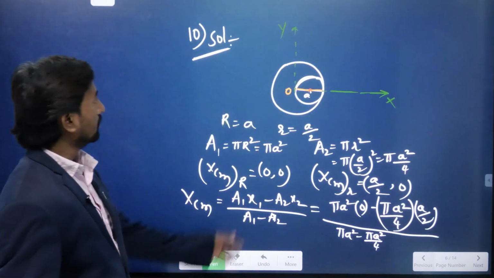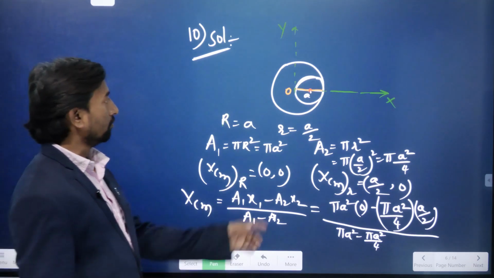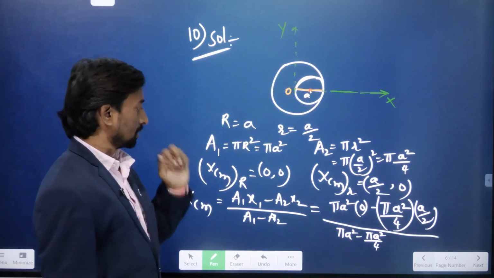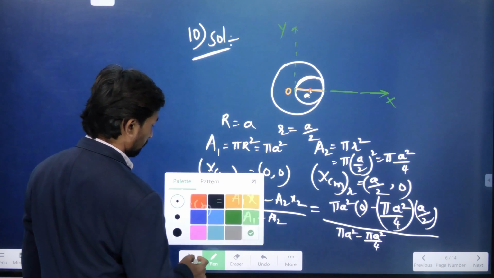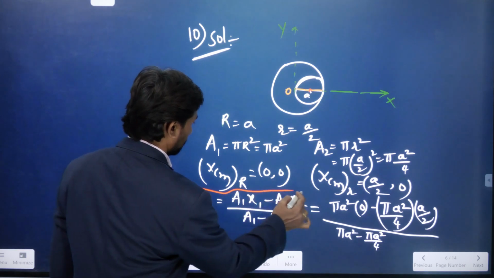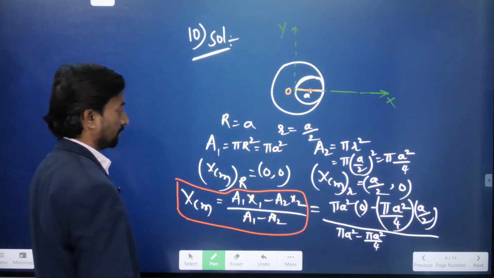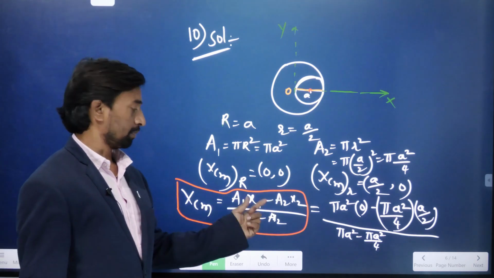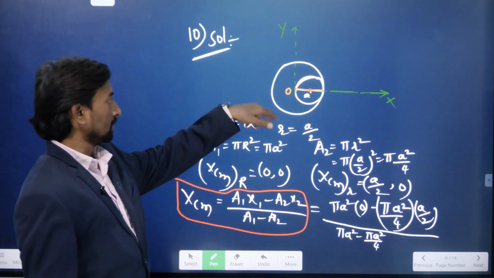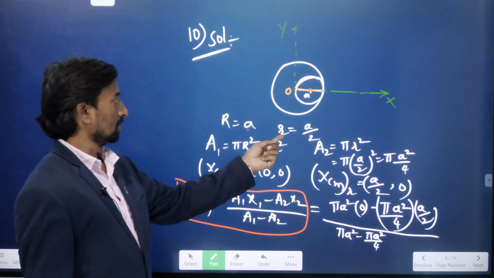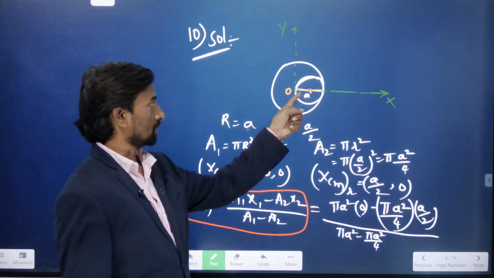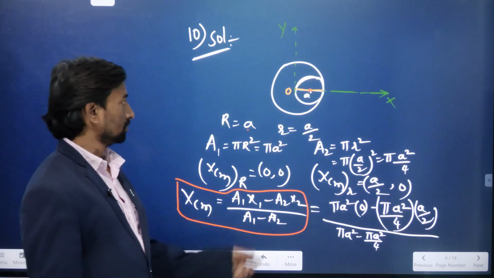In the previous page, we found the area of the smaller circle and the area of the bigger circle, because we have the formula for the removed part of area: A1 x1 minus A2 x2 divided by A1 minus A2. For the bigger circle the radius is a, and for the smaller circle the radius r is a by 2, half of that.